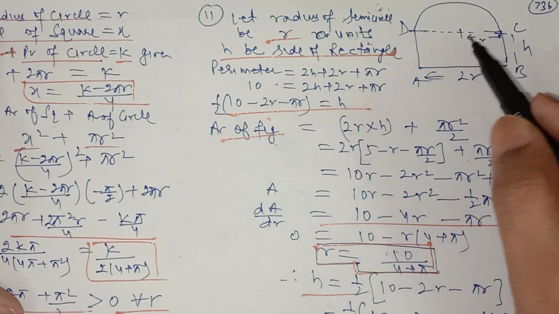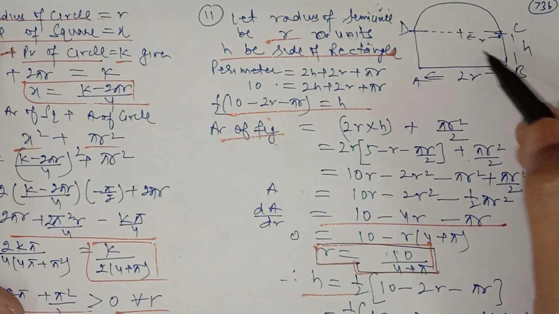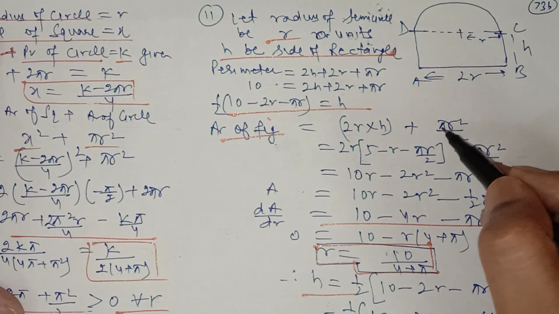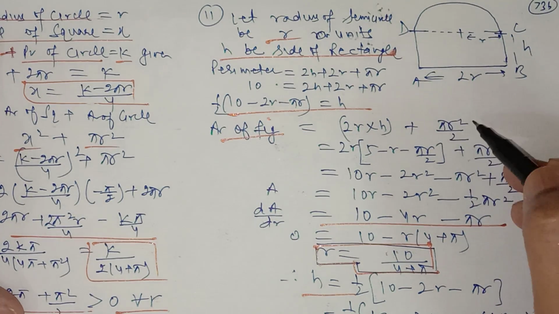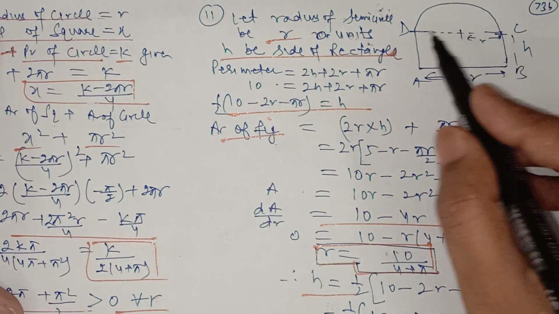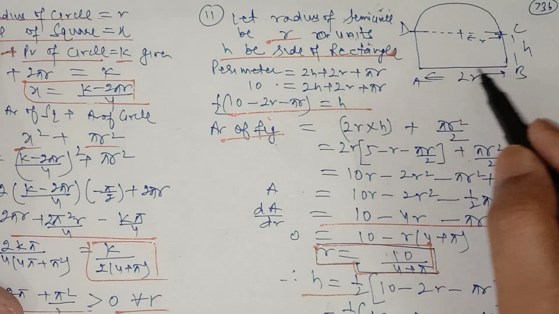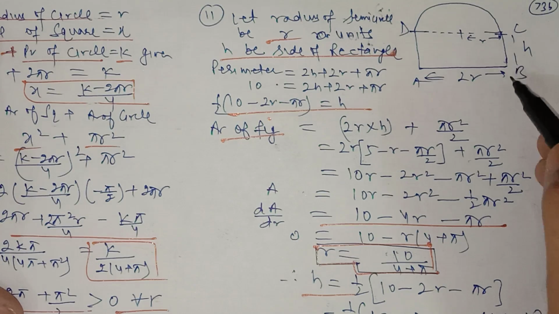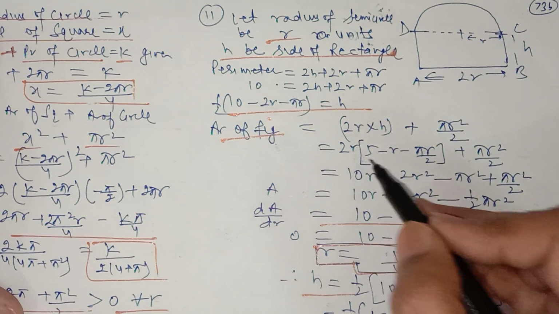Now the area of this figure will be equal to length into breadth plus the area of this semicircle, which is pi r square upon 2. Let the radius of this semicircle be r, so the diameter will be 2r, and the length of this rectangular portion will be 2r. We let the breadth of this rectangular portion be h, and you have to show that its area is maximum.